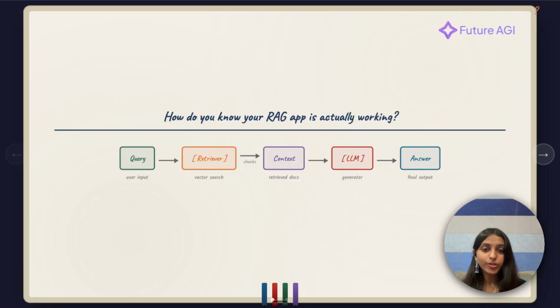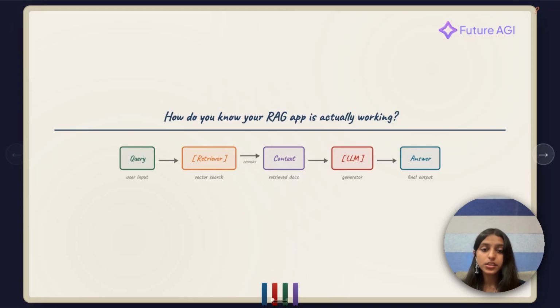I have worked with a lot of teams building RAG apps, and there are three problems that keep showing up. Wrong documents retrieved, so the LLM never had the right context. The LLM ignores the context and makes things up anyway. The answer looks fine, but it's half hallucinated and nobody catches it until a user does.